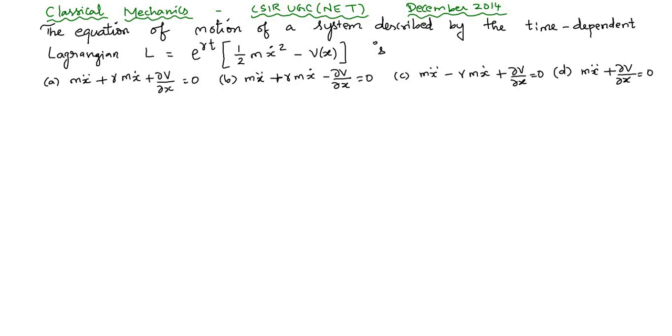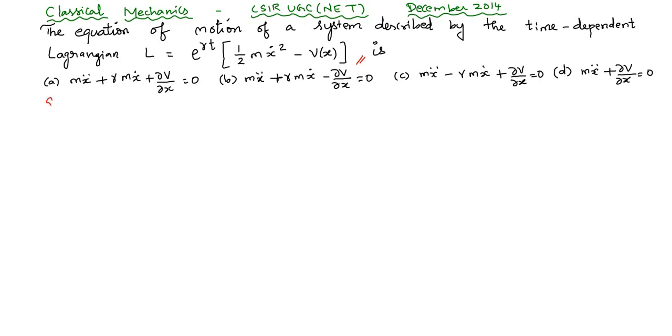This is a classical mechanics problem which was asked in CSIR UGC NET, December 2014, physical science. The equation of motion of a system described by the time-dependent Lagrangian L is equal to e to the power gamma t times (half m x dot squared minus V of x). Now we have to calculate the equation of motion for this given Lagrangian. There are four options. We have to choose the correct one.